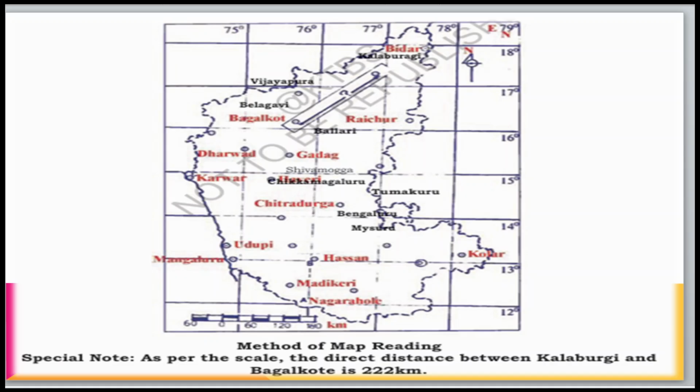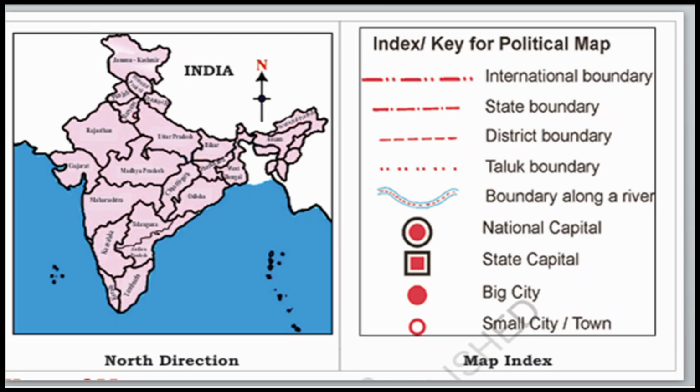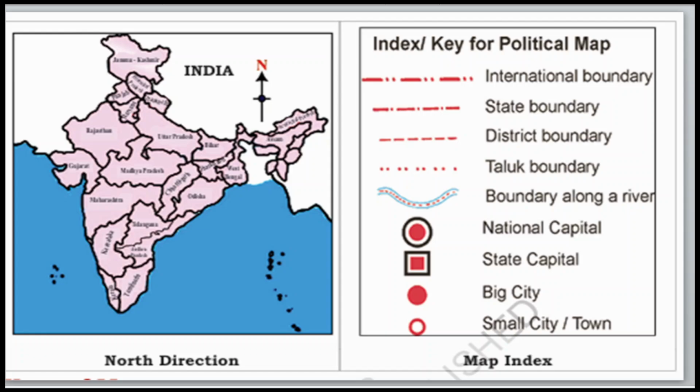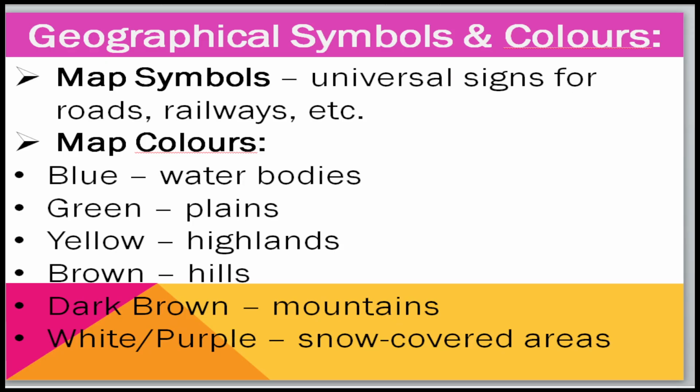Now come to the next point: geographical symbols and colors. Map symbols are universal signs, for roads, railways, etc. Universally means across the entire world; they should be understandable everywhere.